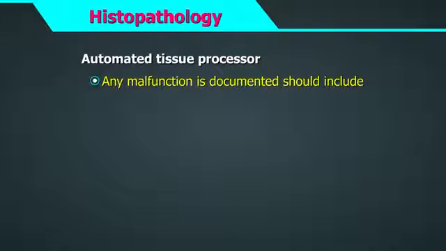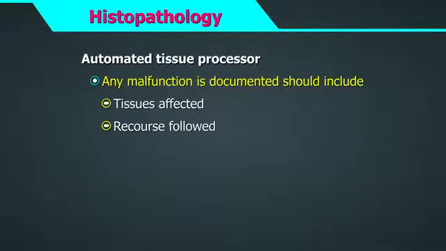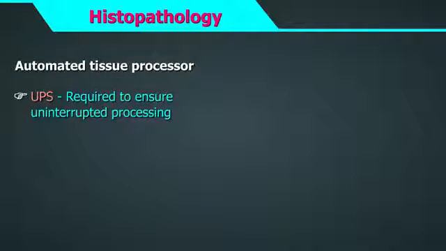Any malfunction in the processing shall be documented by the technician with the cognizance of the histopathologist. Such documentation shall also include the tissues affected, the recourse followed, and the action taken. The need for a UPS is very vital in ensuring uninterrupted processing.